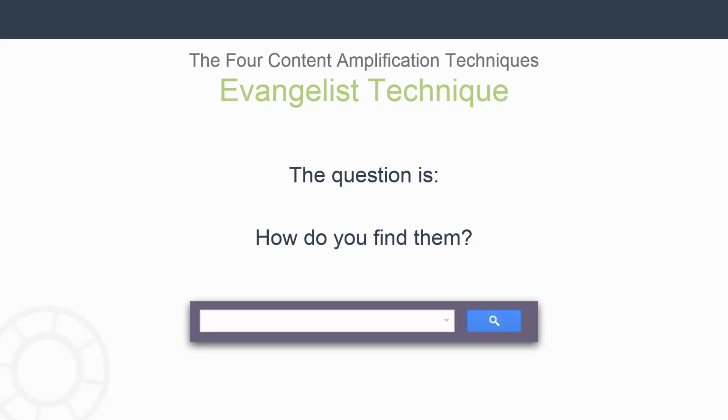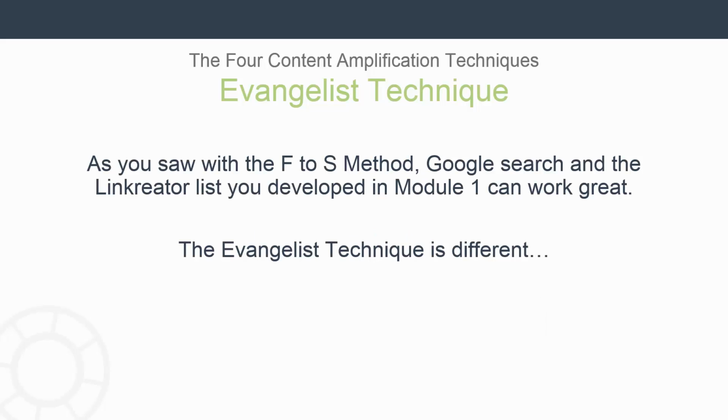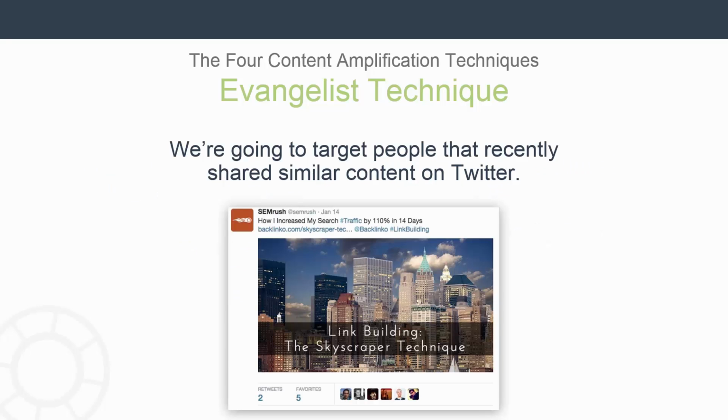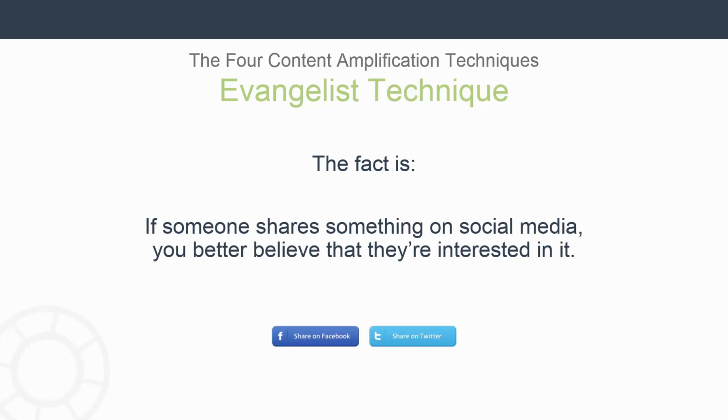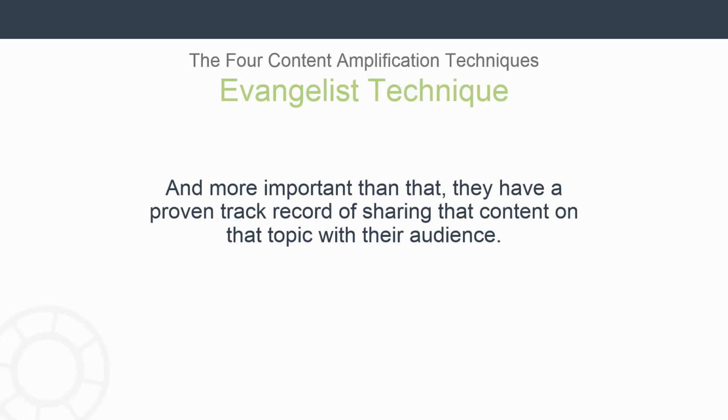But the question is, how do you find those people? Well, as you saw with the F to S method, Google search and the link creator list you already have can work great. But the evangelist technique adds a different twist to this step in the process. What we're going to do is target people that recently shared similar content on Twitter. Because the fact is, if someone shares something on social media, you better believe that they're interested in it or their audience is interested in it or both.